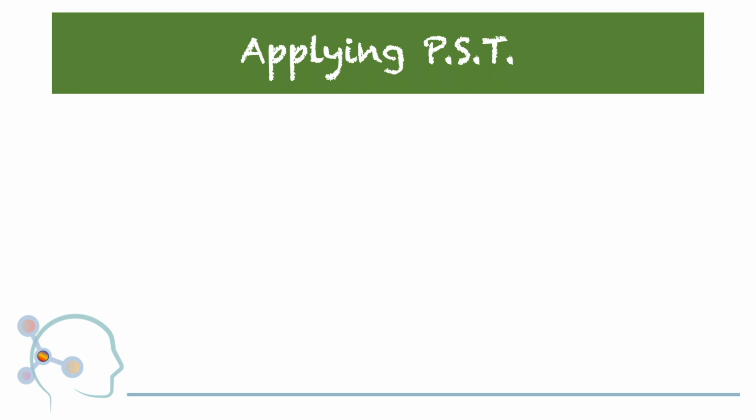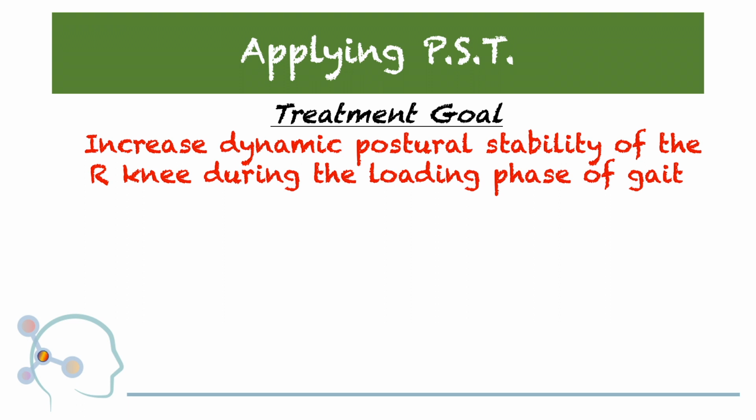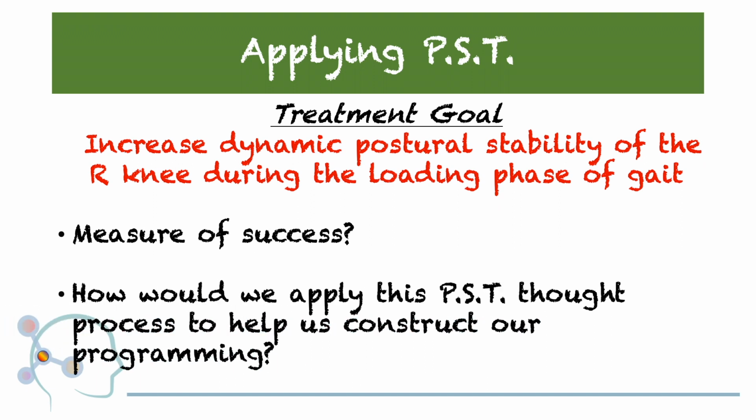We're going to apply the PST process to the following outcome goal. So let's say we're working with an individual and you would like to increase dynamic postural stability of the right knee during the loading phase or weight-bearing phase of gait. First of all, we have to ask ourselves, how are we measuring success? How will we know if the programming that we implemented worked or not? Now we need to ask ourselves, how would we apply this PST thought process to help us construct our programming?